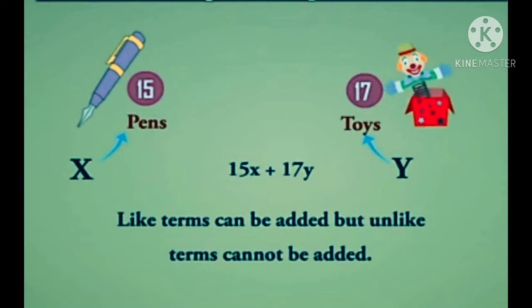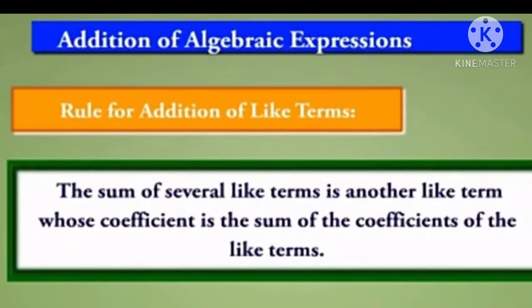Now see this one. If X has 15 pens and Y has 17 toys, is it possible to add them? And if pen is represented by X and toy is represented by Y, what will it be when we add them? It will be 15X plus 17Y. So like terms can be added, but unlike terms cannot be added. That means the rule for addition of algebraic expressions is that the sum of several like terms is another like term whose coefficient is the sum of the coefficients of the like terms.